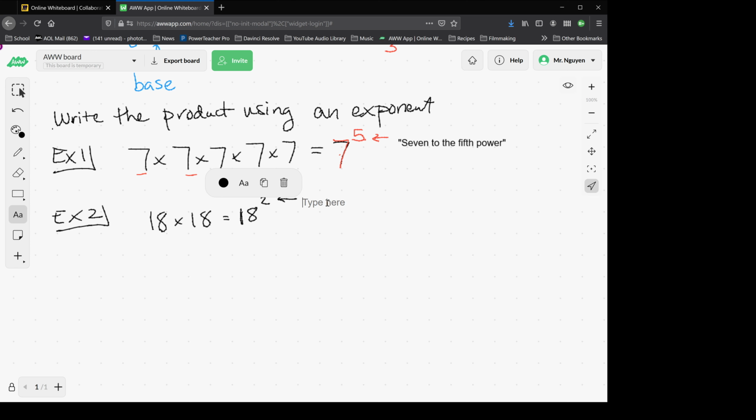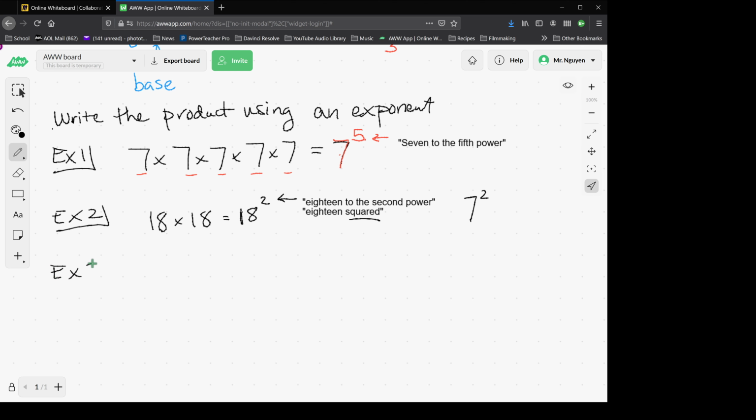So there's two different things you could say about this. You could say 18 to the second power, or you can say, this is the more common way of saying it, 18 squared. Okay, anything to the power of 2, you could say squared. So if you see something like, let's go with 7 again, 7 to the second power, you could say 7 squared. Or, 9 to the second power, that's 9 squared, and so on and so forth.